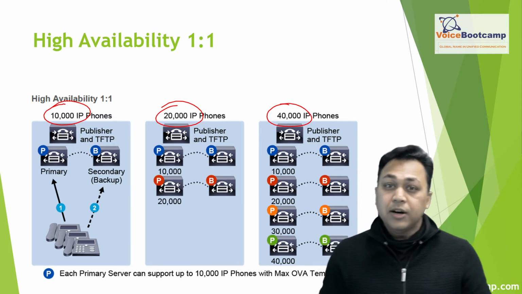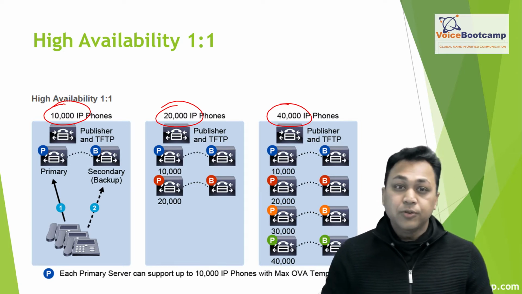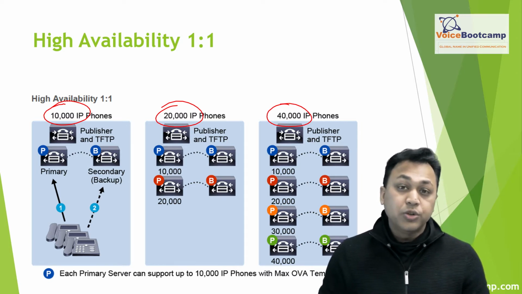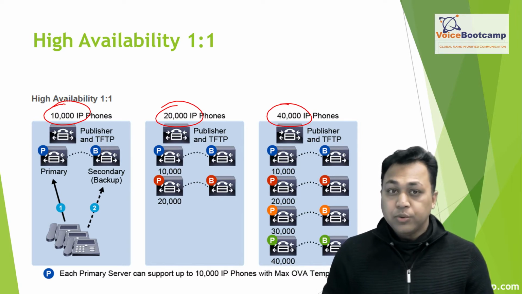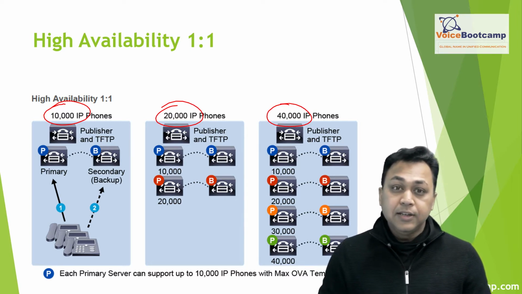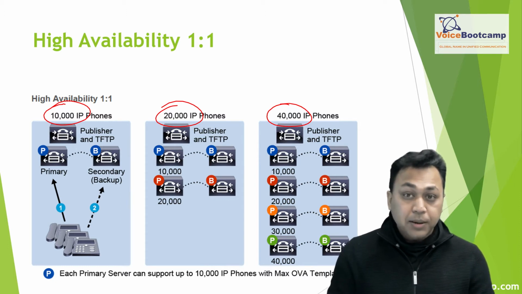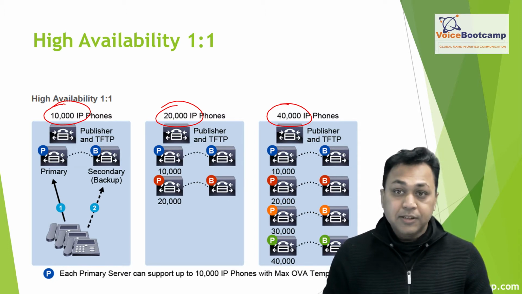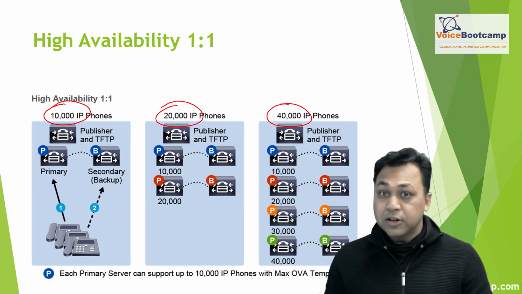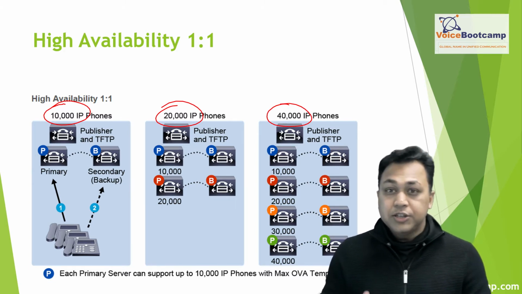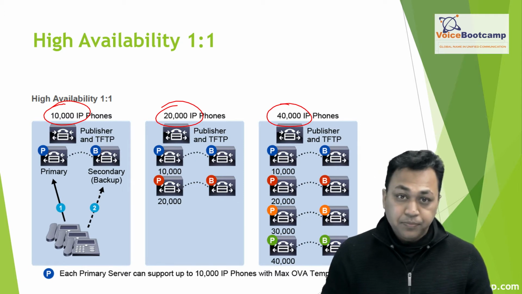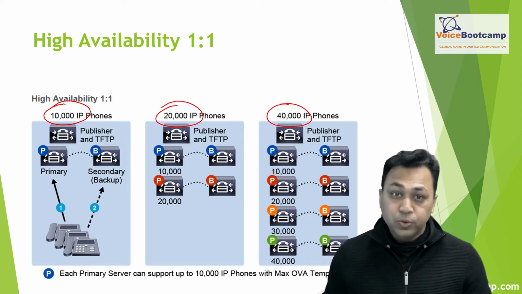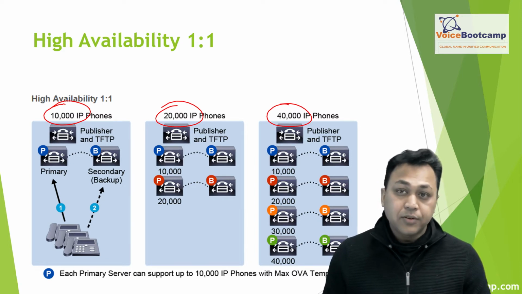Now, one of the things I want to highlight is that when we start with a 10,000 phone design, as soon as the network has reached more than 1,250 endpoints, the recommendation is that you should have one publisher and one TFTP server that is dedicated to that function only. That means the publisher and TFTP should function independently without having any phone registered to them, meaning it is not going to be running the call manager services.